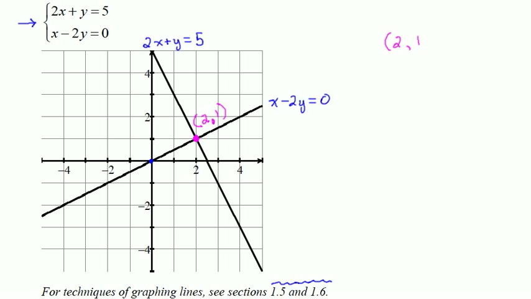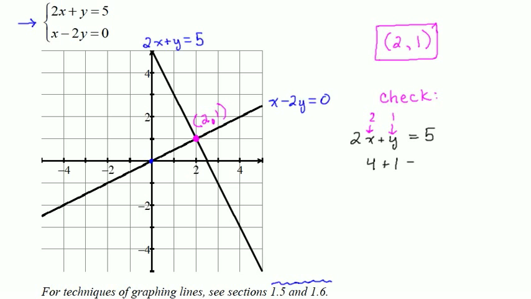So 2, 1 is my solution, and the way that I would check that is by plugging it into both equations and verifying that it does in fact solve both, that it does satisfy both equations. So looking first at my 2x plus y equals 5, I would want to plug in 2 for x and 1 for y, and that gives me 4 plus 1 equals 5, and I can tell that yes, that is a true statement.